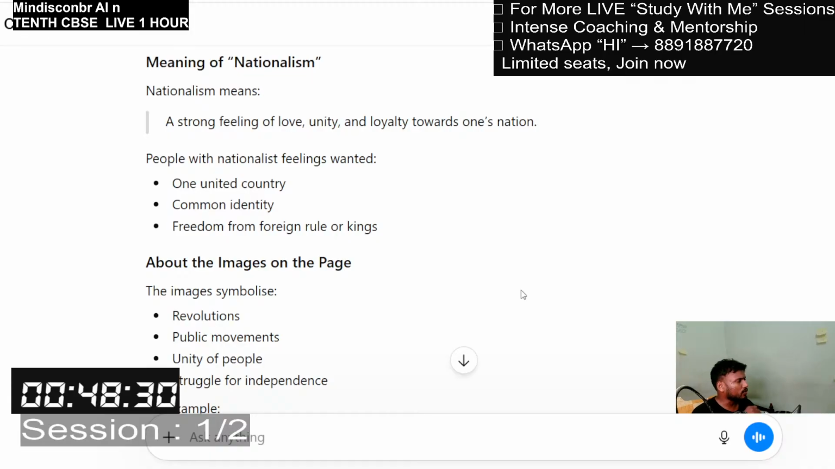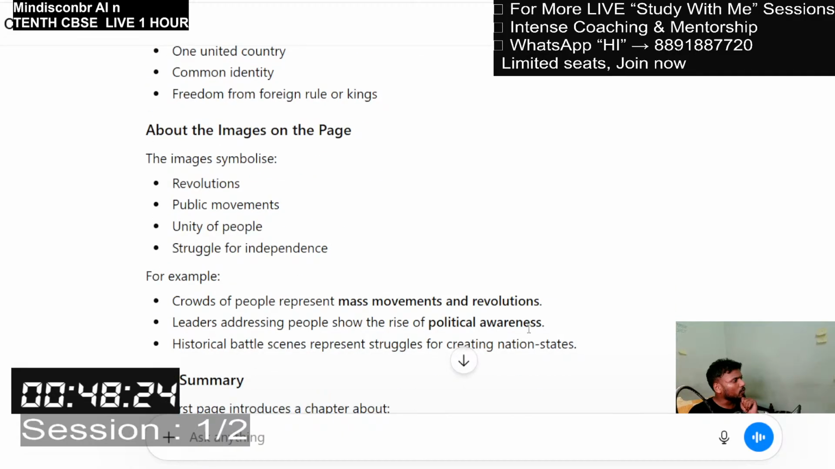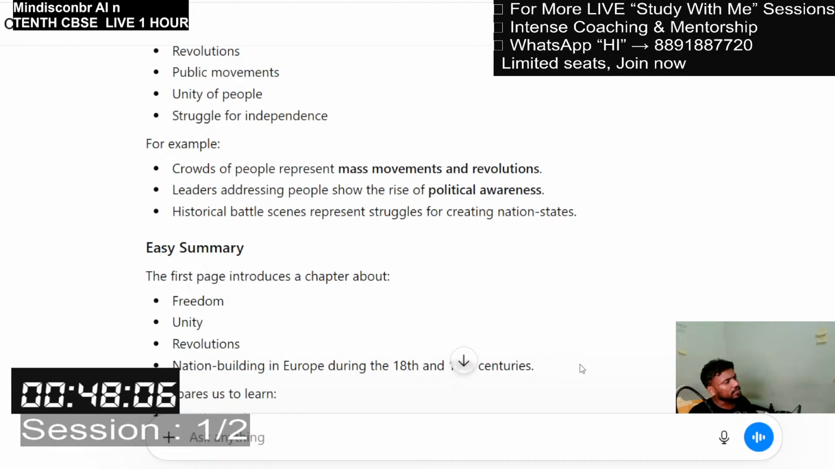About the images on the page. The images symbolize revolutions, public movements, unity of people, struggle for independence. For example, crowds of people represent mass movements and revolutions. Leaders addressing people show the rise of political awareness. And the historical battle scenes represent struggles for creating nation states.